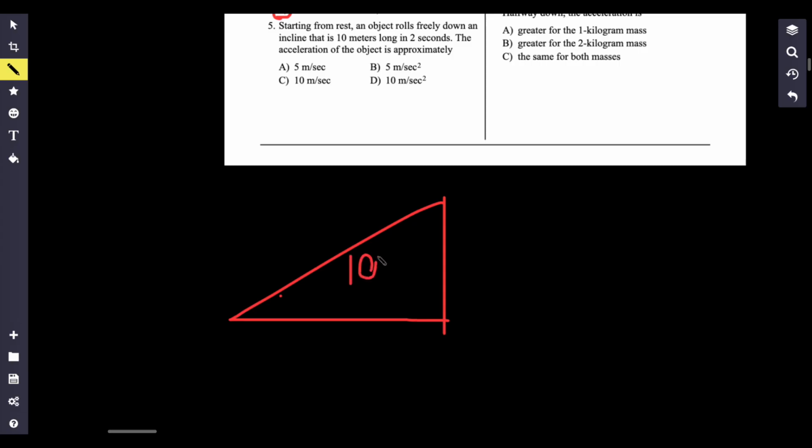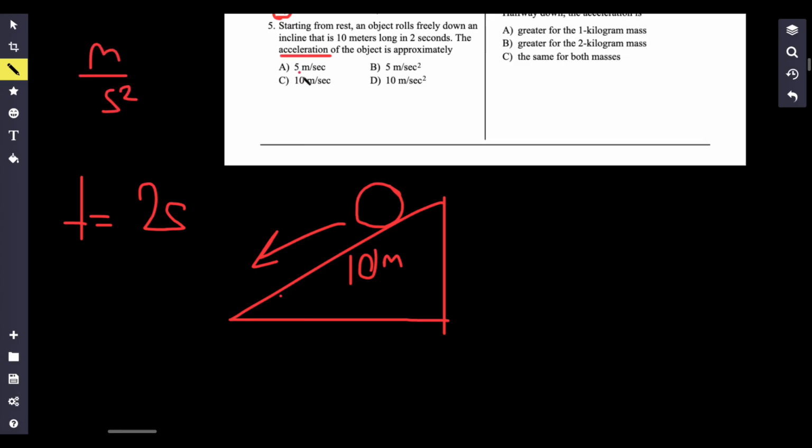So we have an incline that's 10 meters. Let's just say we have some sort of object, let's say a ball, and it's rolling down this incline in 2 seconds. So it takes 2 seconds to do this. And we want to find out the acceleration of this object. Now, I already see a problem. Acceleration is measured in meters per second squared, but 2 of the answer choices are in meters per second, which are the units for velocity. So I can immediately get rid of those 2 answer choices.